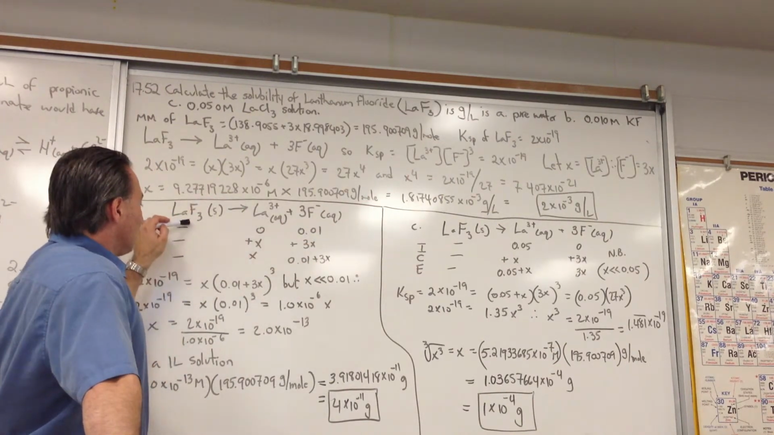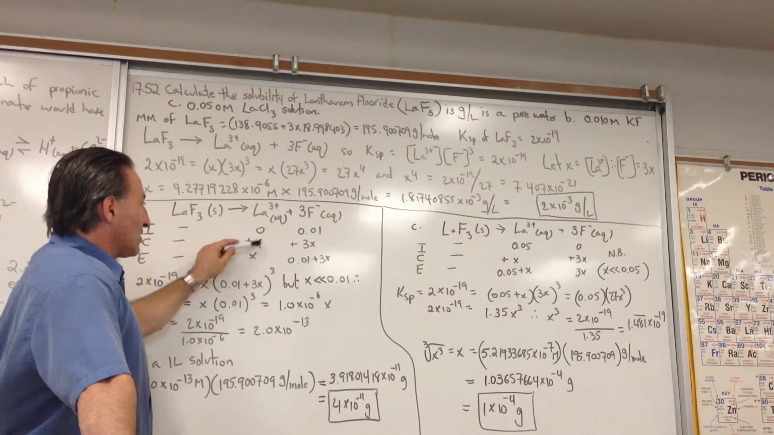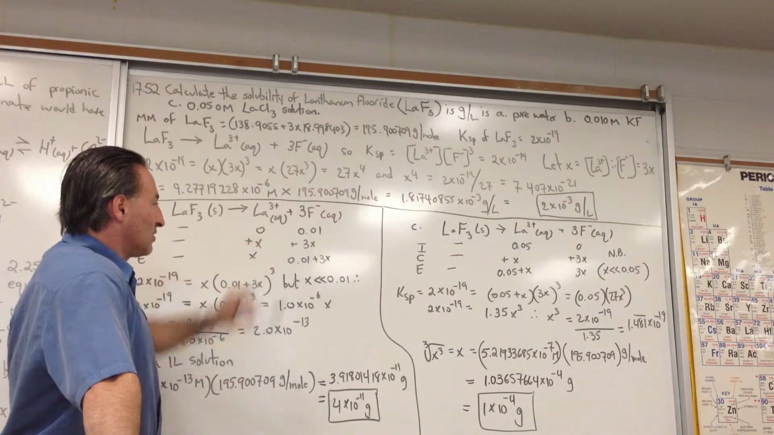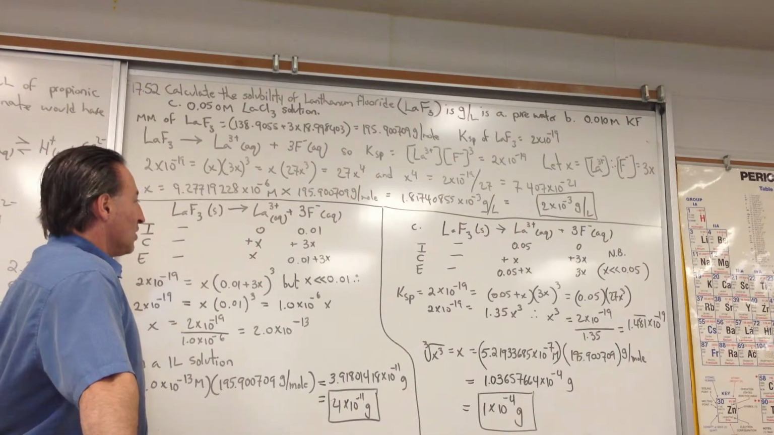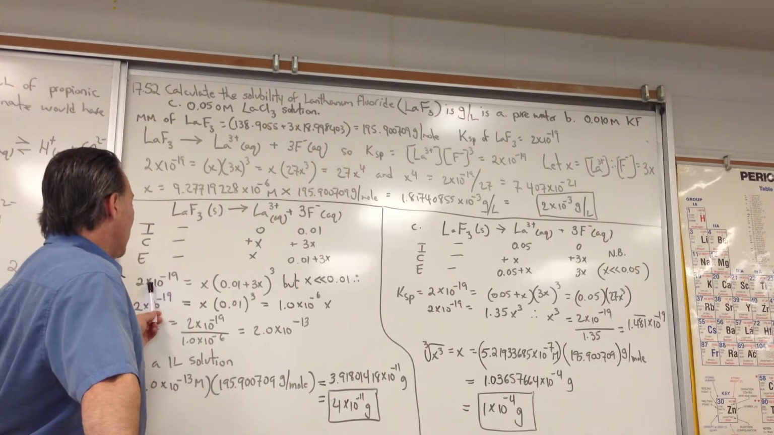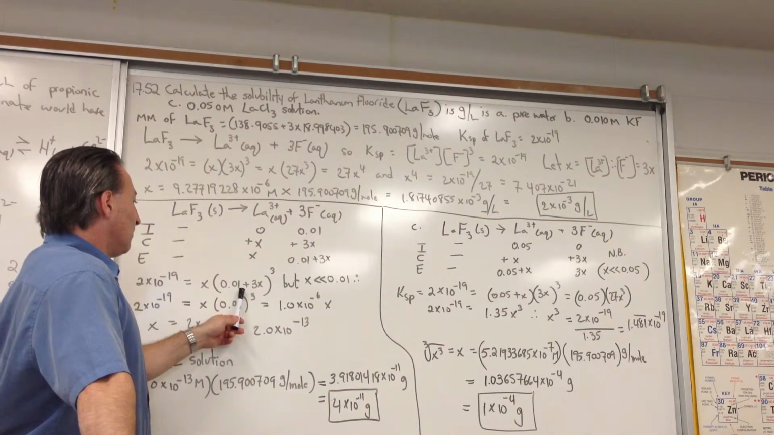Whatever amount of lanthanum fluoride dissolves, if we call lanthanum X, you're going to get 3 times as much fluoride dissolving. So the amount of fluoride that dissolves, we're going to call 3x. So at equilibrium, it's going to be 0.01 plus 3x. So the KSP value is equal to x times this.